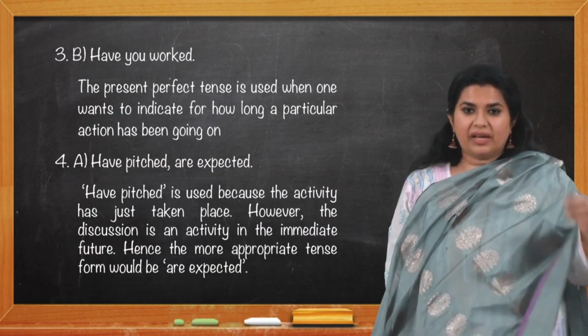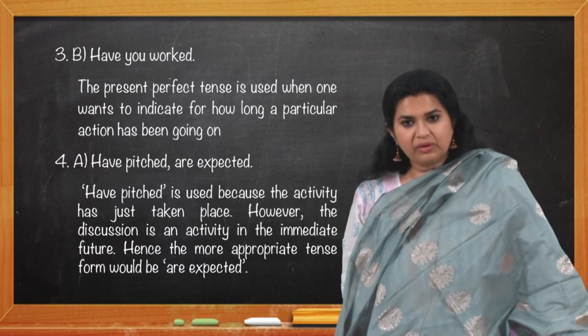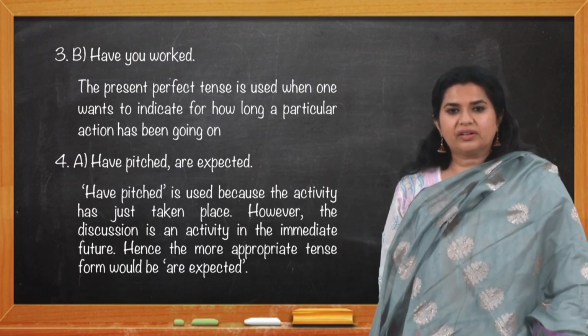Number 3, B, have you worked? The present perfect tense is used when one wants to indicate for how long a particular action has been going on.